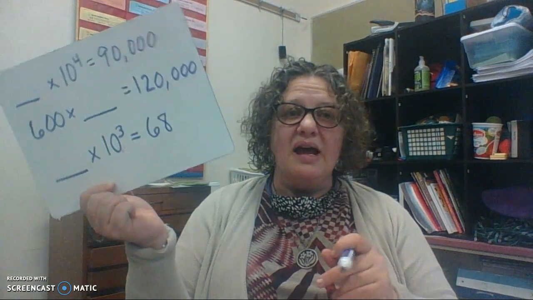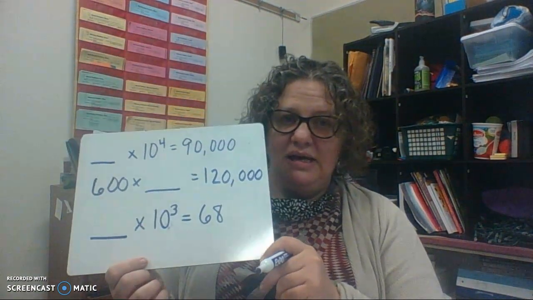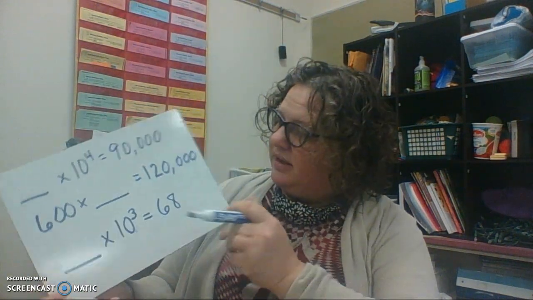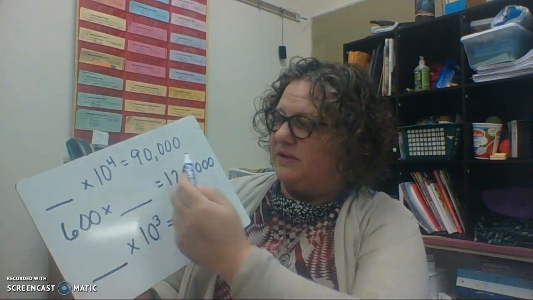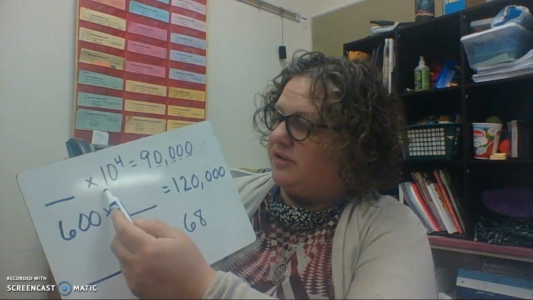The last type of problem that you're going to encounter today in your practice is you're going to have some blanks. So you're going to have to figure out how do you get 90,000 out of something times 10 to the fourth? So let's do that first one. We have 10 to the fourth power. Well, if we look here, we have 1, 2, 3, 4 zeros, right? And so if we're going to multiply 10 to the fourth power times something and we end up with 90,000, that's going to be a 9, right?